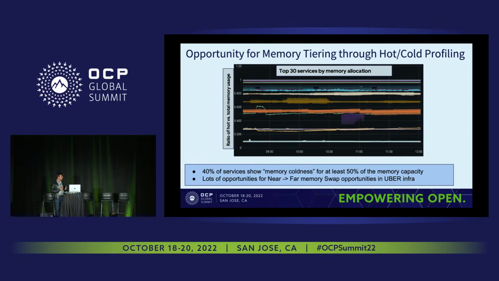One observation we have was that 40% of the services showed memory coldness for at least 50% of the memory capacity. This is a huge opportunity. Even if we can overcommit 25% of the memory for 10% of the services, that can result in tens of millions of dollars in savings.